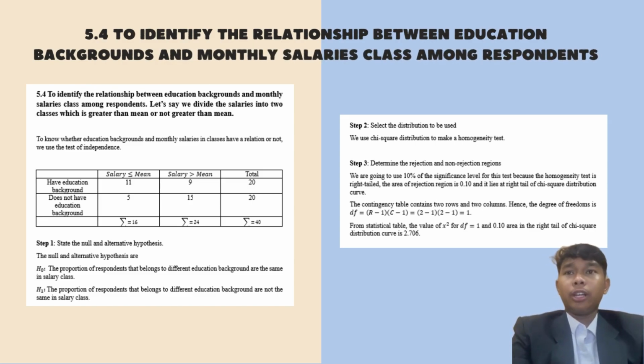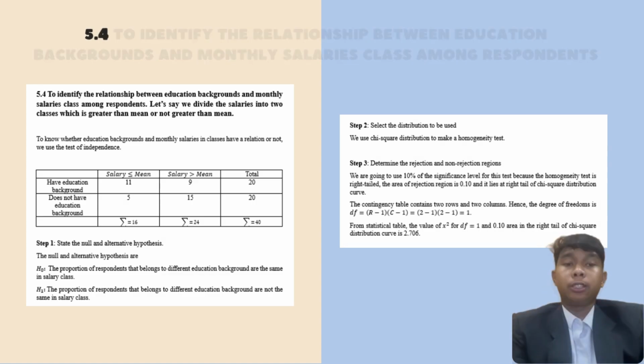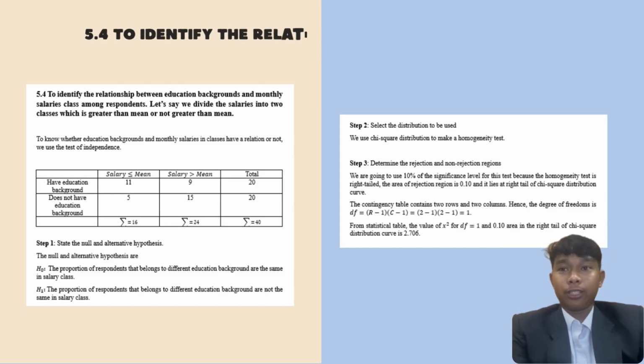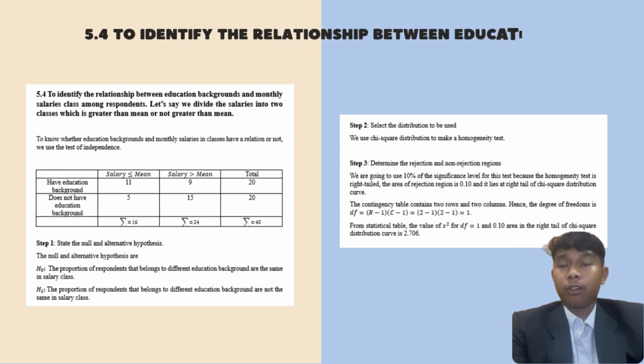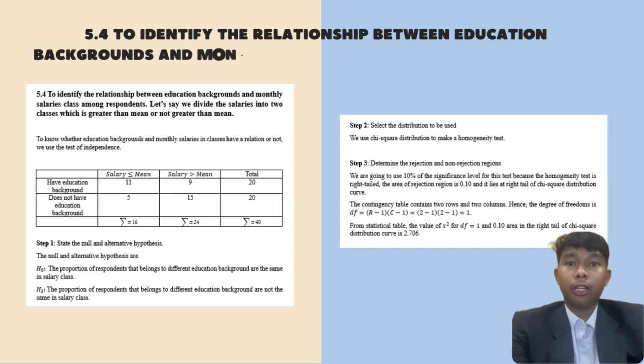To know whether education background and monthly salary have a relation or not, we will use the test of independence. So step 1, we must state the null and alternative hypothesis. For H0, the proportion of respondents that belong to the different education backgrounds are the same in the salary class.